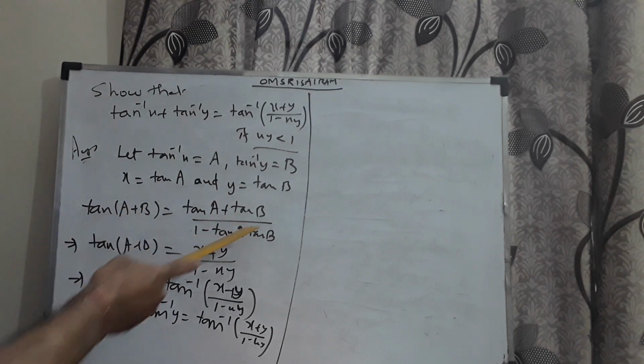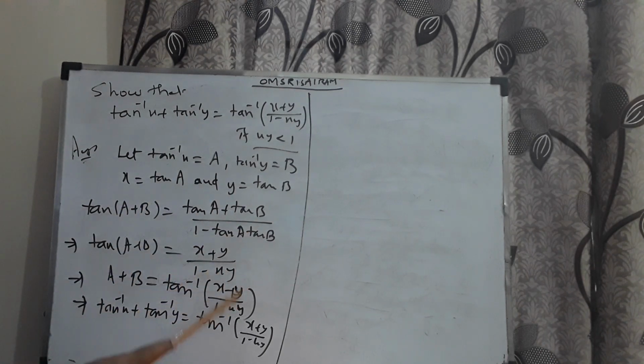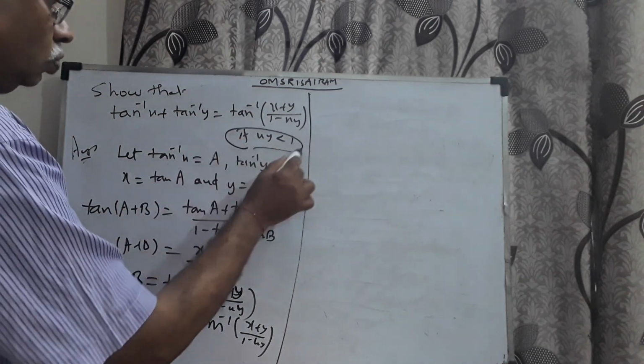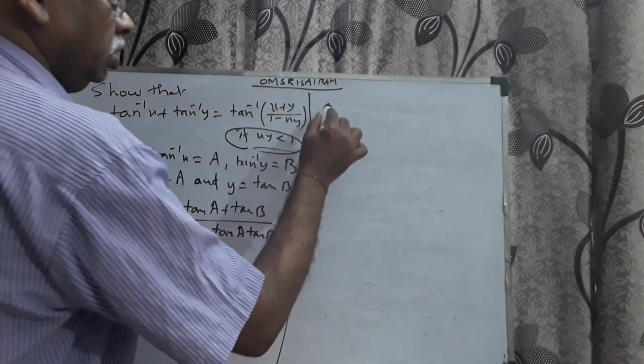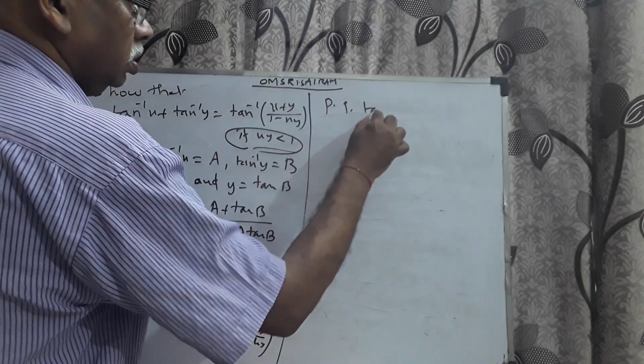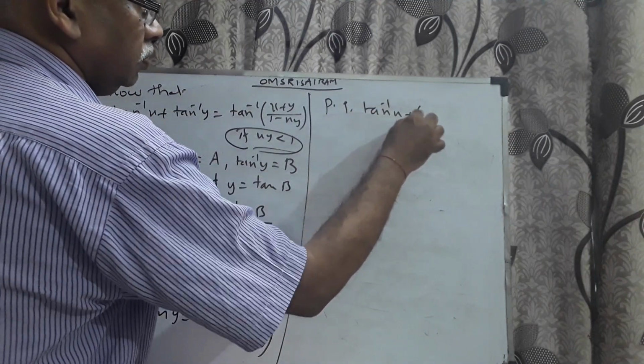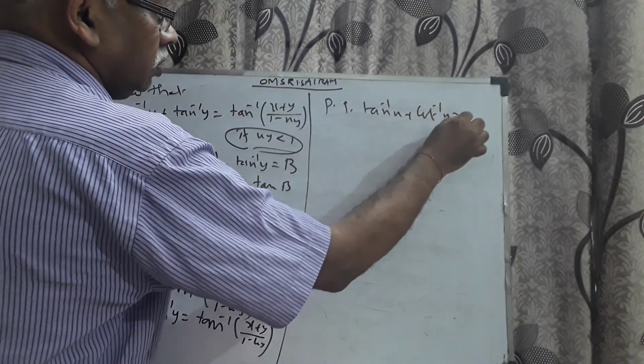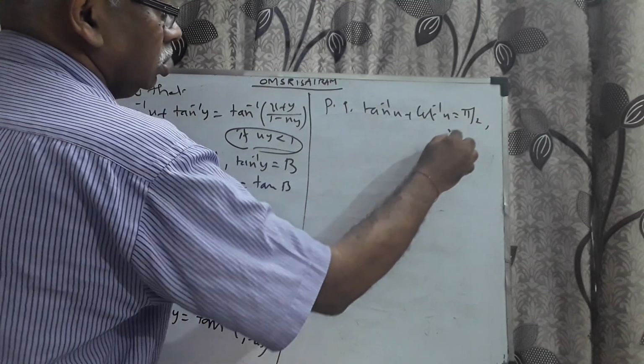Now, taking tan to the other side, a plus b becomes tan inverse of this much. Therefore a can be replaced by tan inverse x, b can be replaced by tan inverse y. Therefore tan inverse x plus tan inverse y is equal to tan inverse of (x plus y) by (1 minus xy), and the condition is meaningful whenever xy less than 1. Remember carefully. Then prove that tan inverse x plus cot inverse x is equal to pi by 2, x an element of R.